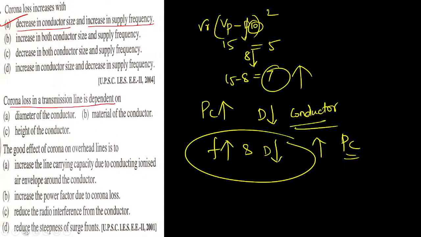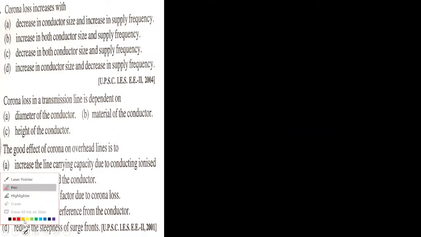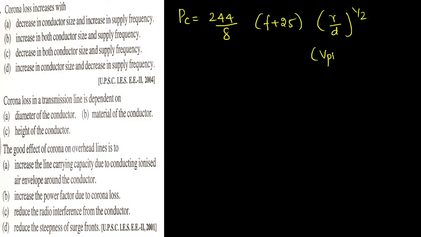Okay, let me write the corona loss formula. Write it down fast. Corona loss equals 244 by delta into (f plus 25) into (r upon 2d) whole power 1 by 2 into (per phase voltage minus critical disruptive voltage) whole power 2 into 10 power minus 5 kilowatt per kilometer per phase. That is the corona loss formula.